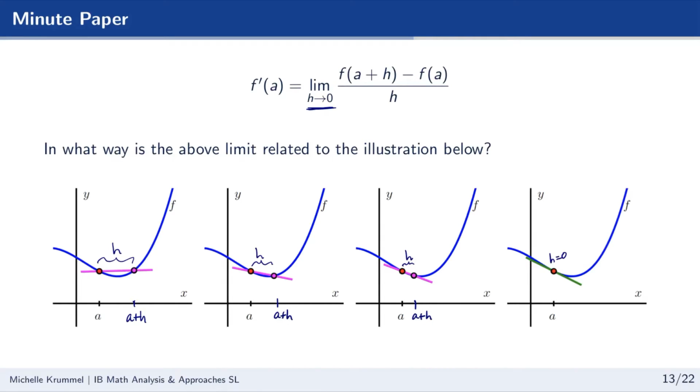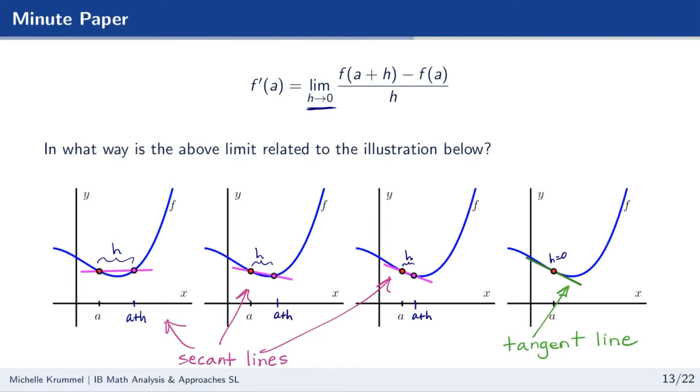And if you'll notice in the first three graphs, the line connecting the two points drawn in pink is a secant line. So that line there, that line there, that line there, these are secant lines. And the slope of the secant line is f of a plus h minus f of a over h. In the last graph, that is no longer a secant line. Now we can call that a tangent line. So when the width of the interval has shrunken so much that it's 0, now we have a tangent line.